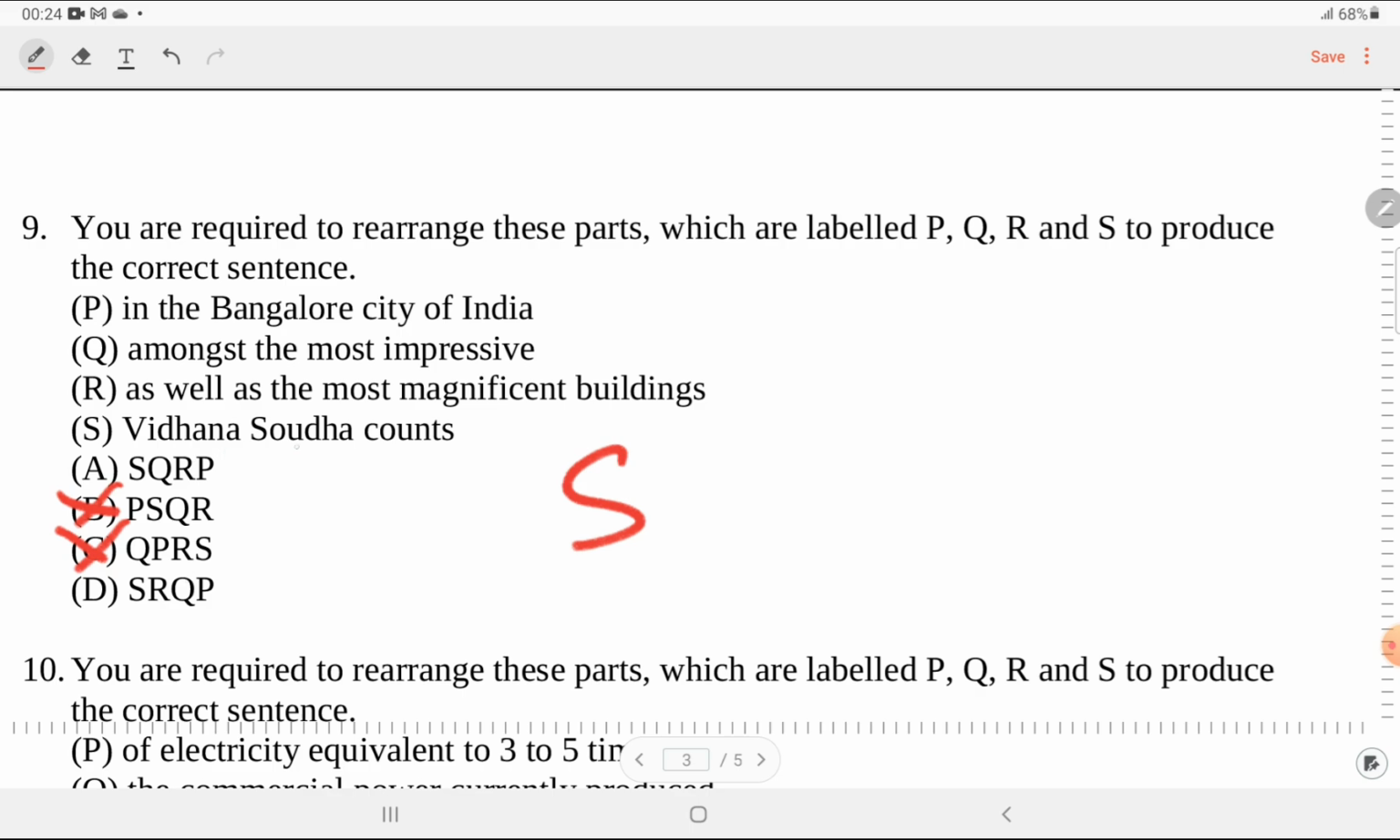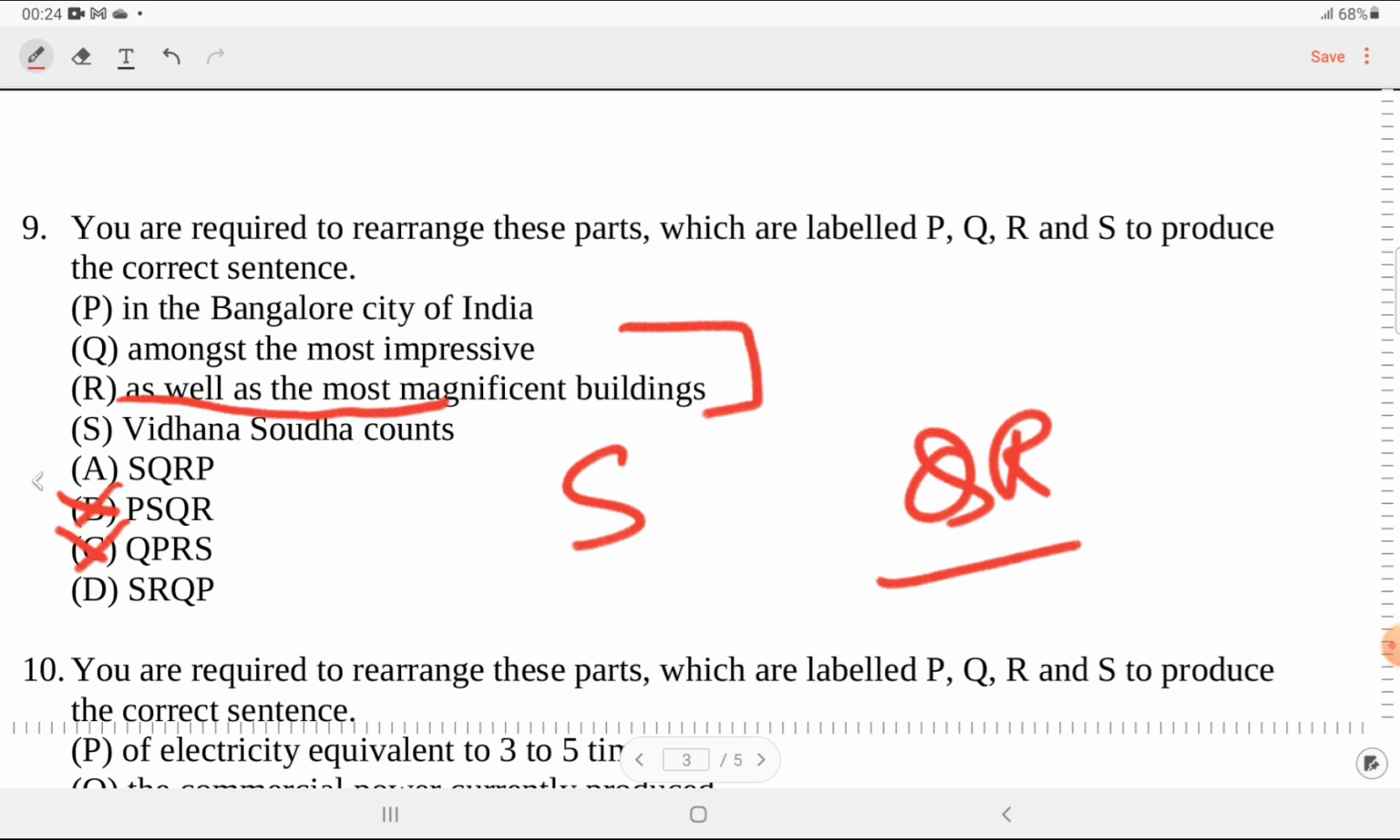So Vidhana Sudha counts amongst the most impressive. If I go for A and SR as well as किसके साथ है? If you look for the linking chain, it is Q and R. How come? देखो amongst the most impressive as well as the most magnificent. ये जो दो lines हैं, these two lines they have to be one after the other. तो Q और R इकट्ठा आना चाहिए. So here I go for A option, which only satisfies my condition.